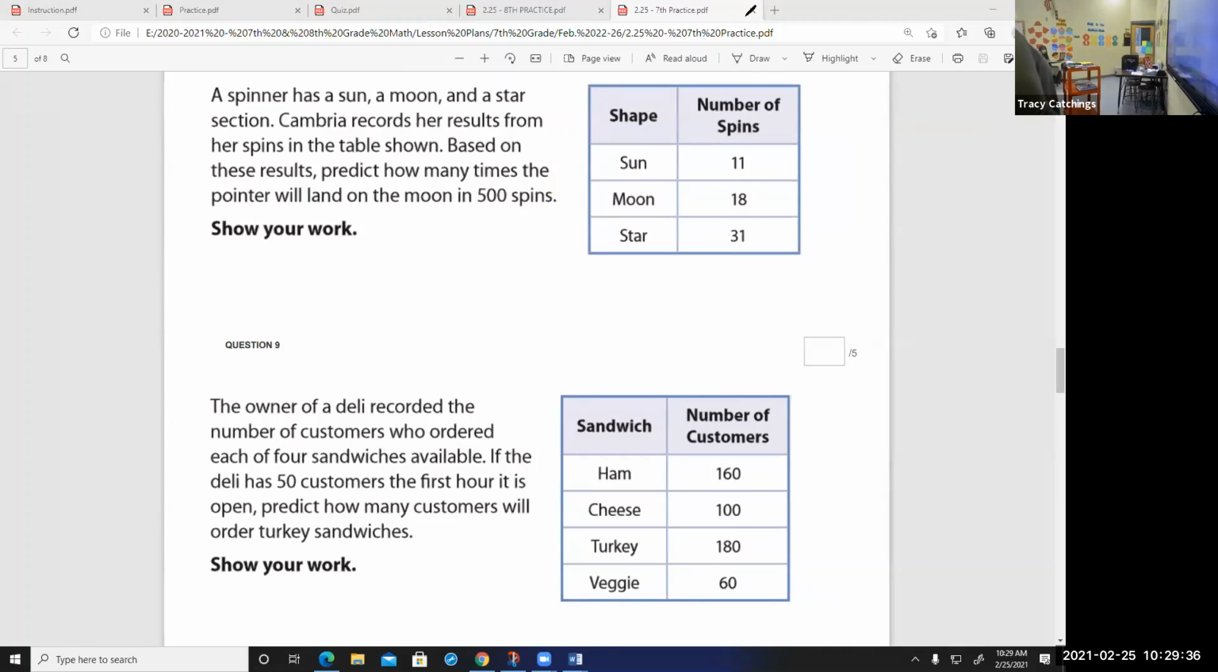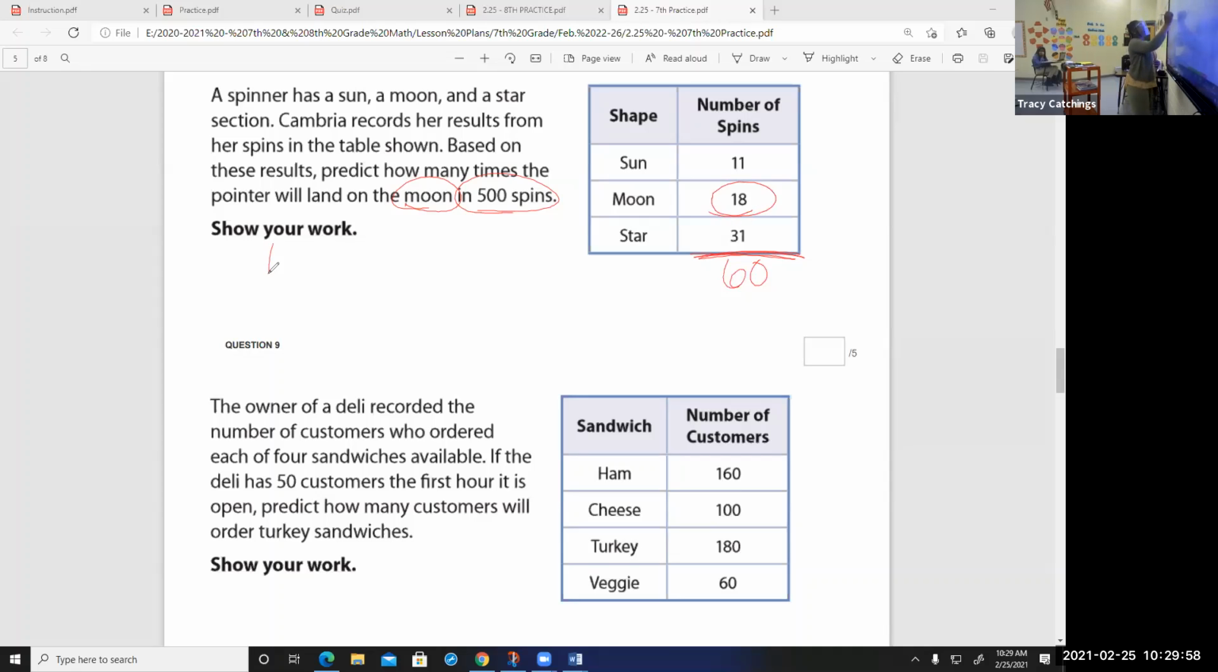All right, the spinner has sun, moon, and star sections. The results of the spins are recorded. Based on the results, predict how many times the pointer will land on the moon in 500 spins. Let's first figure out how many total spins are here. 60.